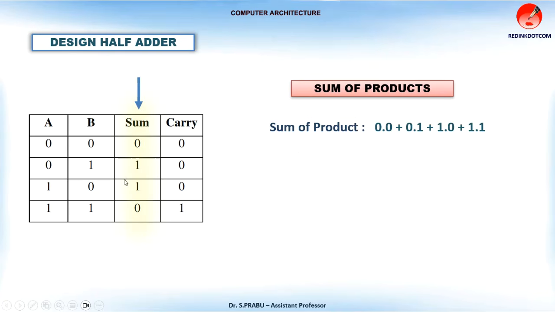First I am going to design the sum output. Here I write all the possible input values present in this truth table. They are multiplied first and the results are added to get the final result. So the individual products can be added. That is called sum of products. The next step is to find the minterms.